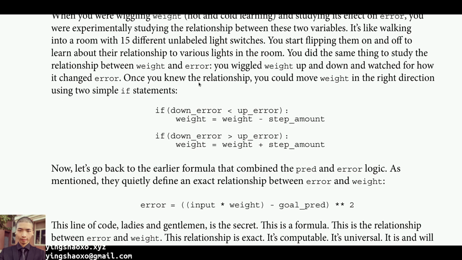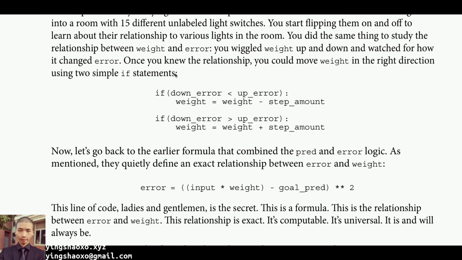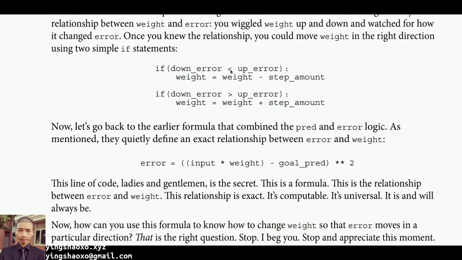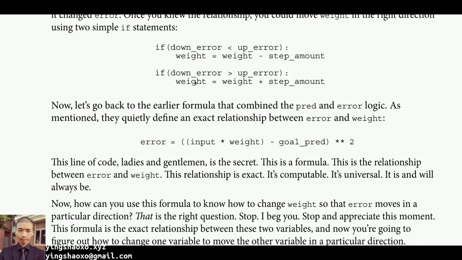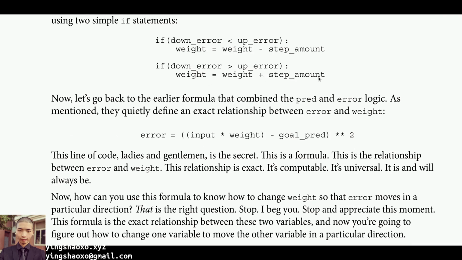You waggled the weight up and down and watched for how it changed the error. Once you knew the relationship, you could move the weight in the right direction using two simple if statements. If the down arrow is less than the up arrow, we will do the down action. If the down arrow is greater than the up arrow, we will do the up action.